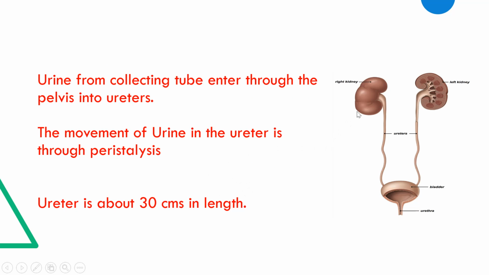Then urine from the collecting tubes enters the pelvis. The broad part of the ureter is called the pelvis. Then that urine enters into the ureter. Here the urine moves in the ureters through peristalsis. The peristaltic movements cause the downward movement of the urine. The length of each ureter is about 30 centimeters.